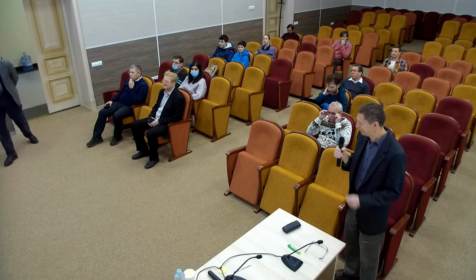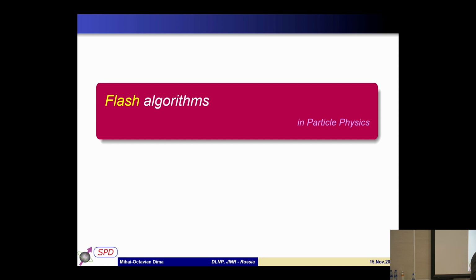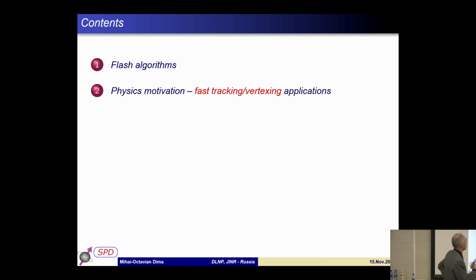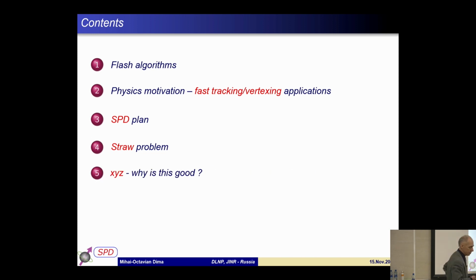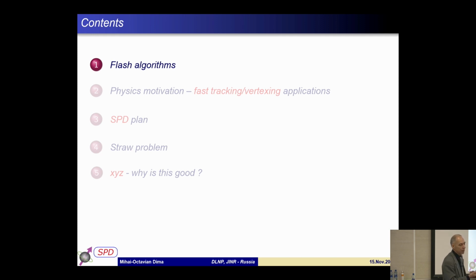Okay, please start. I will show you Flash algorithms. This does not mean flash memory, it means fast speed. Where are these algorithms used in particle physics? What's the motivation? Plan for SPD and our straw problem, and why is XYZ good? So let's see where these algorithms have been used before.